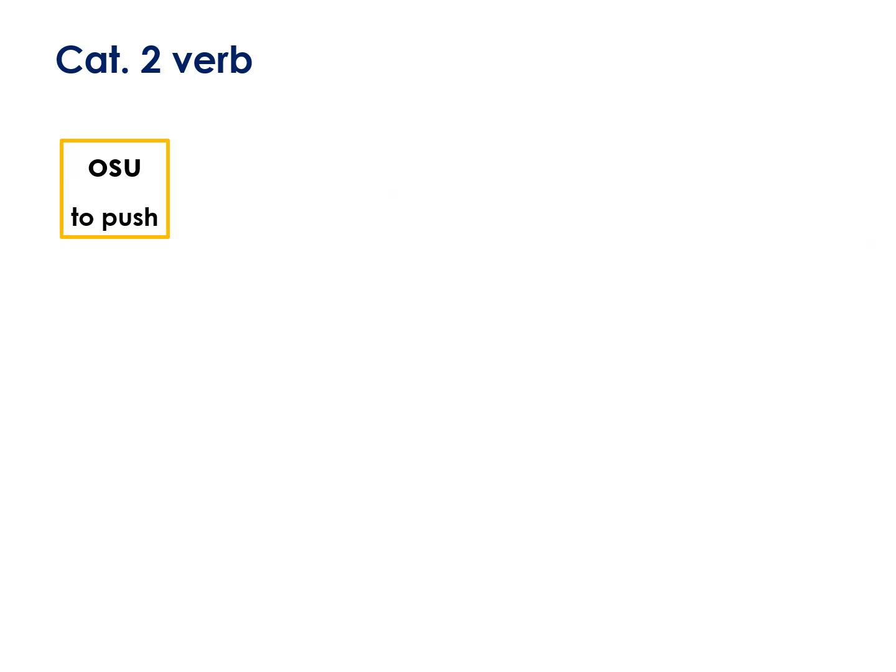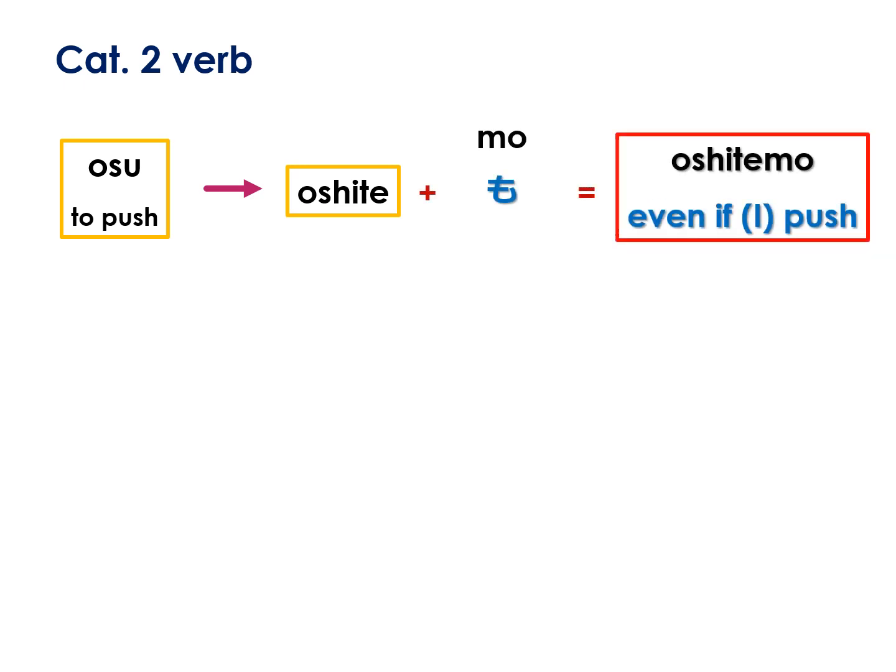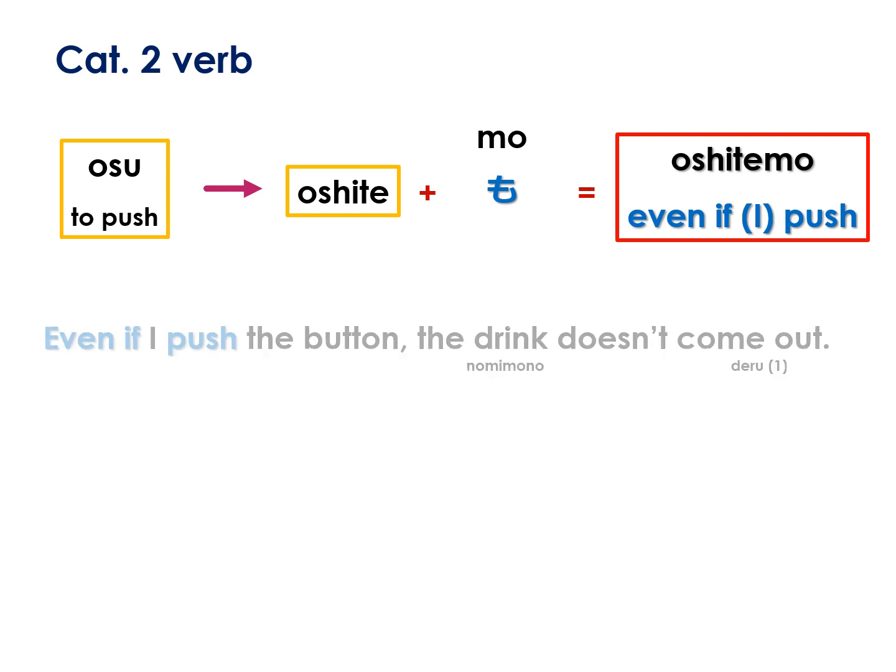Also means to push, and its te form is oshite. Adding mo forms oshitemo, meaning even if I push. Even if I push the button, the drink doesn't come out. Maybe there's something wrong with the vending machine.